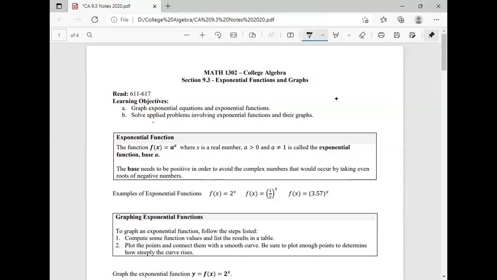So the function f of x is equal to a to the x power, where x is a real number and a is greater than 0 and not 1, is called an exponential function. It has the base of a. The base needs to be positive in order to avoid complex numbers that would occur by taking even roots of negative numbers. So let's talk about some of this stuff.